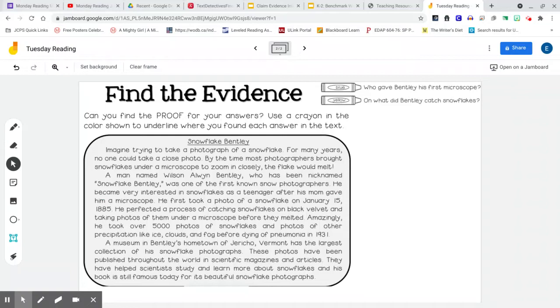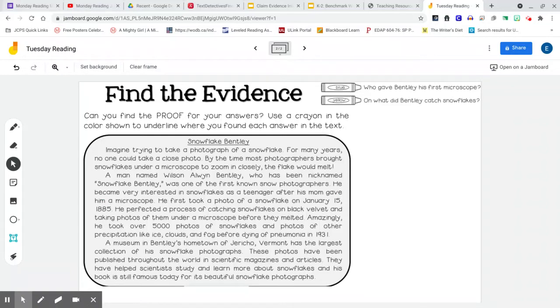Imagine trying to take a photograph of a snowflake. For many years, no one could take a close photo. By the time most photographers brought snowflakes under a microscope to zoom in closely, the flake would melt. A man named Wilson Alwyn Bentley, who has been nicknamed Snowflake Bentley, was one of the first known snow photographers. He became very interested in snowflakes as a teenager after his mom gave him a microscope. He first took a photo of a snowflake on January 15, 1885.